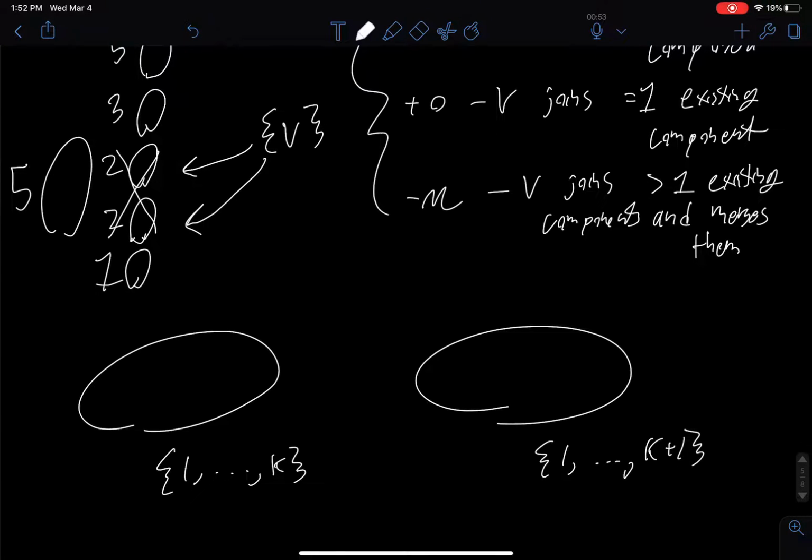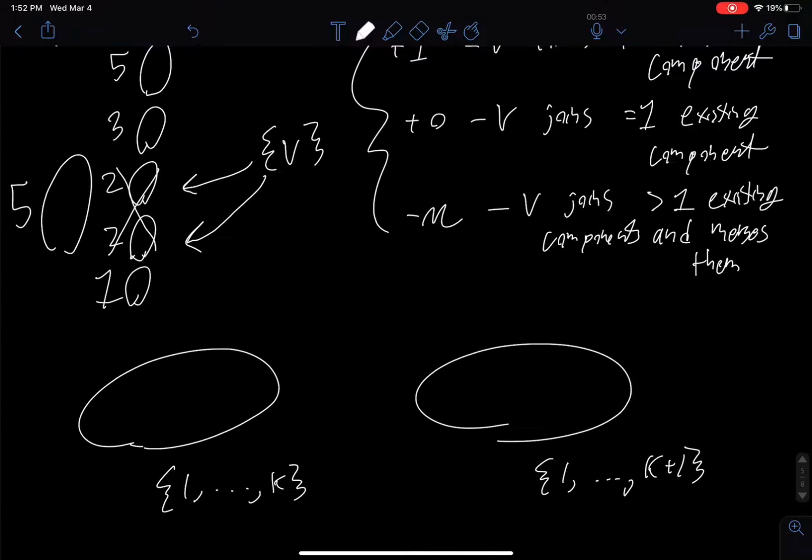We're going to start off with all of these connected components in the first heap, right? So we're going to have our 5 guy, we're going to have our 3, our 2, our 2, and we're going to have our 1.